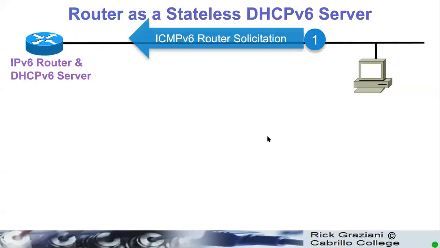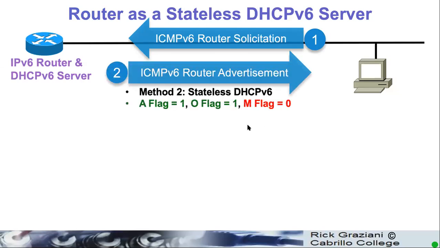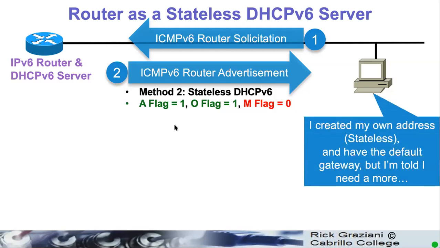Okay, so here we have the router solicitation message coming from the client and then the router advertisement message. In this case, we have changed the O flag to 1. The A flag is still 1, so the end device will create its own global unicast address, and the default gateway address will be that of the source address of the router advertisement.